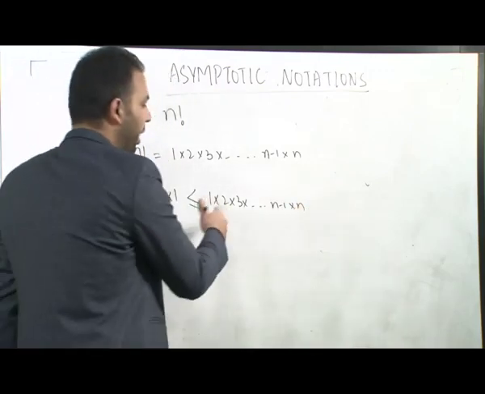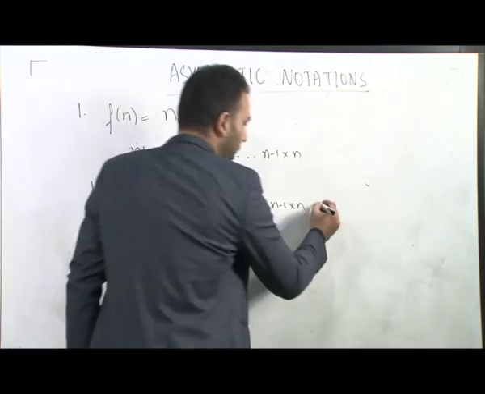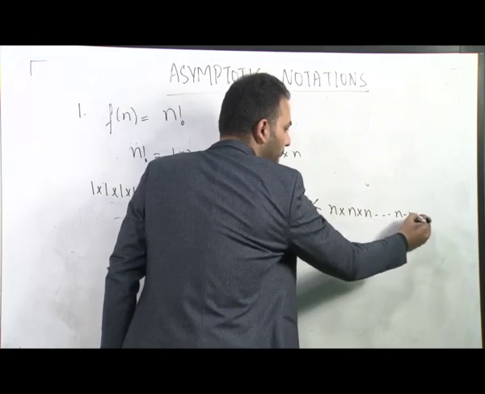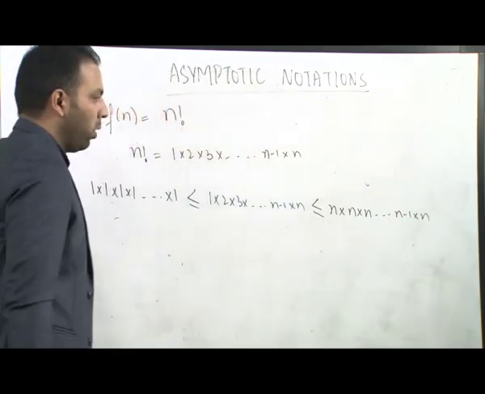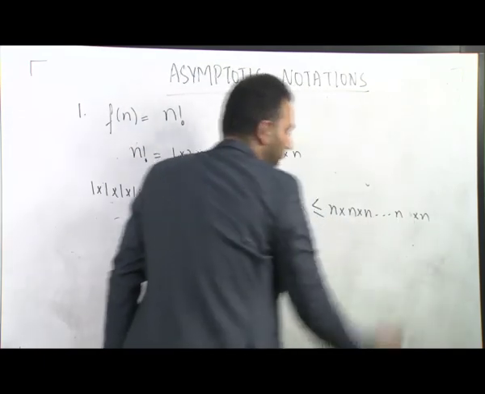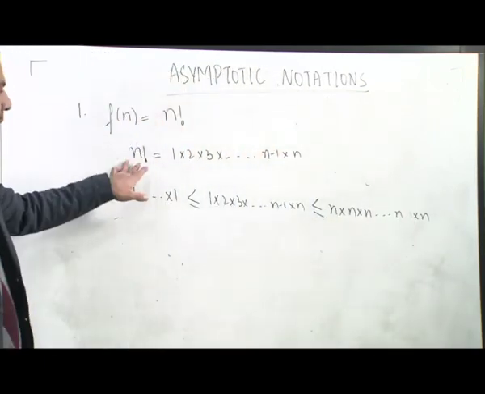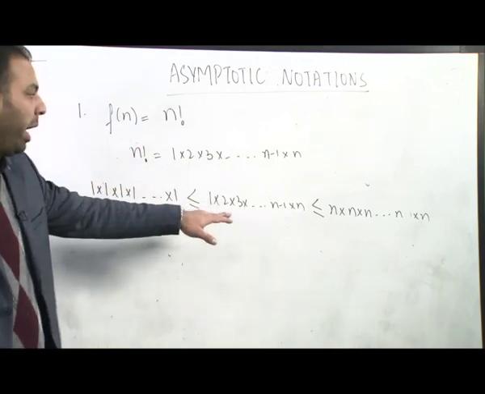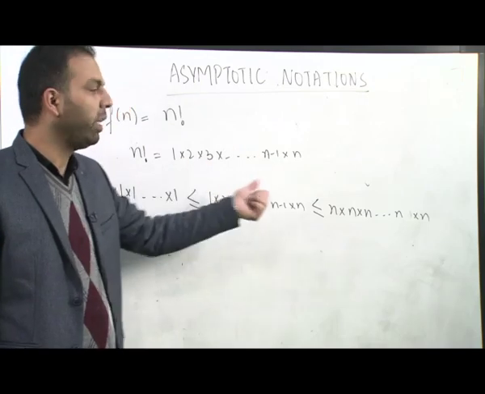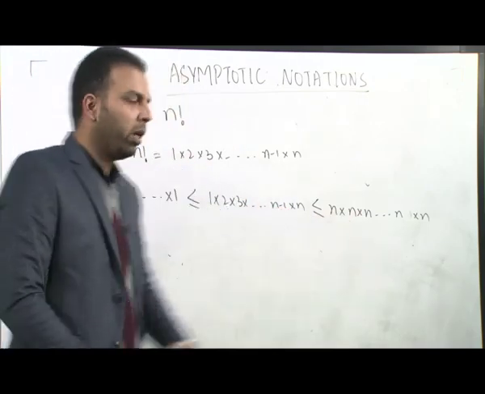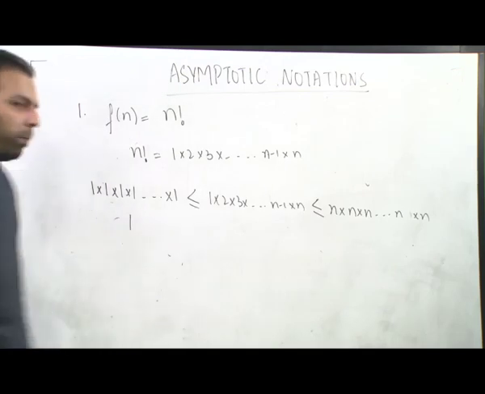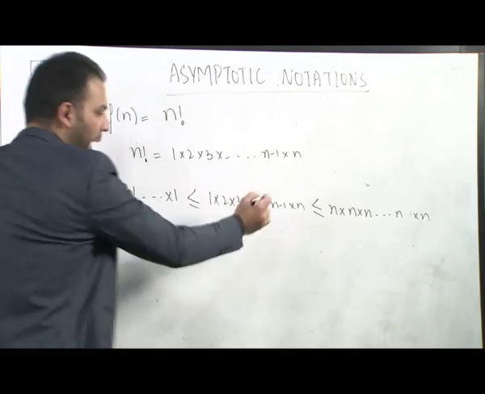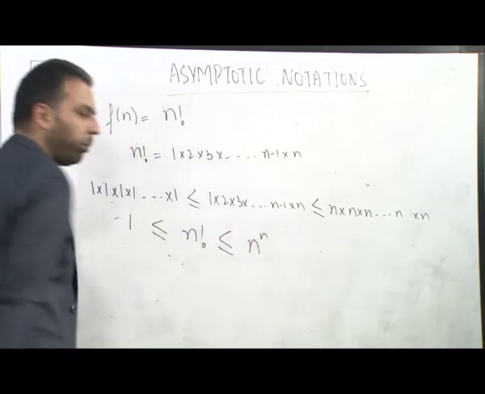Again, what I'll do is replace every term with n. So I'll write n multiplied by n multiplied by n and so on, multiplied by n. Here it won't be n minus 1, it will be n. What I am doing is, I have written n factorial here and I have replaced each term with 1 here, so it will be less than. And I have replaced each term with n here, so it will be greater than. So this will be equal to 1, and it will be less than or equal to n factorial, and that will be less than or equal to n raised to power n.